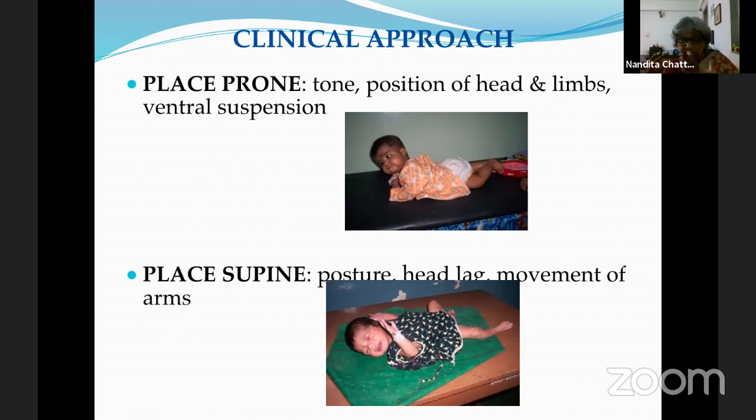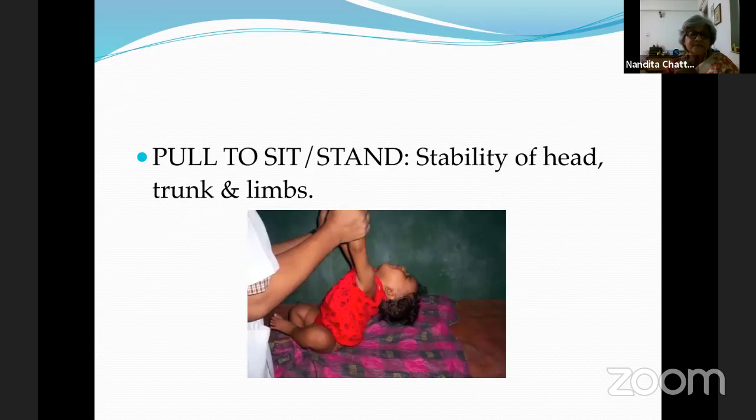But when we're doing a developmental assessment for any child, to do it in short, simply, we can place the baby in a prone position, observe the baby, tone, position, head and limbs, ventral suspension, all that we can see. Placing the baby in a supine position, I'm talking about a small baby, we can again see the posture, whether there's head lag, movement of the arms. Then what do we do from the supine position? We lift the baby up. Next slide. Pull to sit, as I have shown in the pictures.